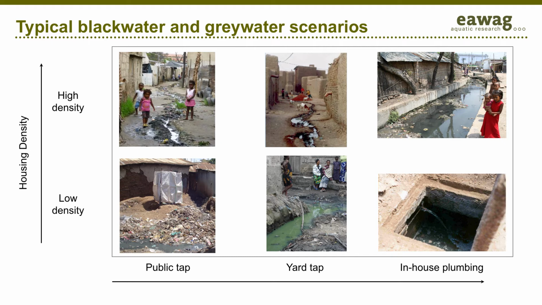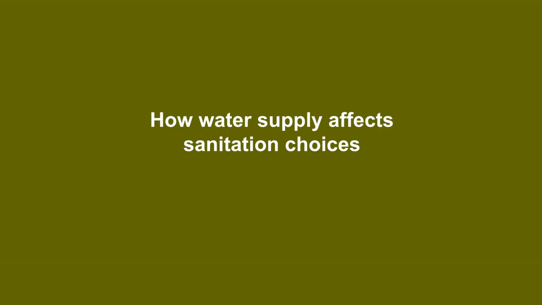Here are some examples of the different scenarios. Now, we'll go on to look at how water supply can affect sanitation choices.